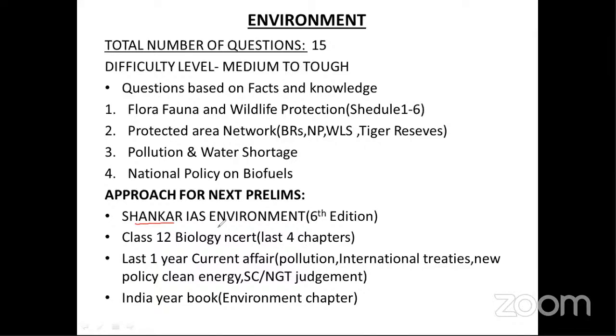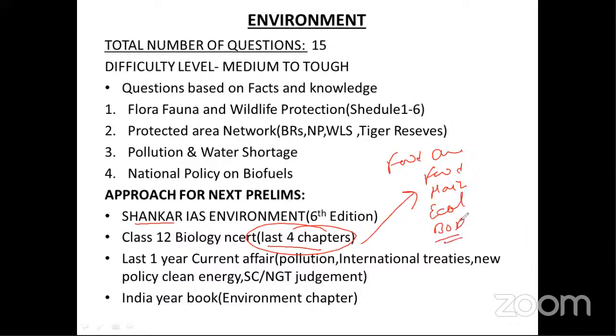Then the last 4 chapters of class 12 biology NCERT; at least you should know the basic things, like the food chain. What is a food chain? What is a food web? You should know what is habitat, what is ecological niche, what is biological oxygen demand. These are some basic terms. What is biomagnification? These basic terms you can easily find in class 12 biology NCERT. And the last 1 year of current affairs.